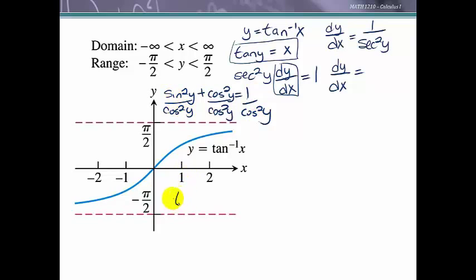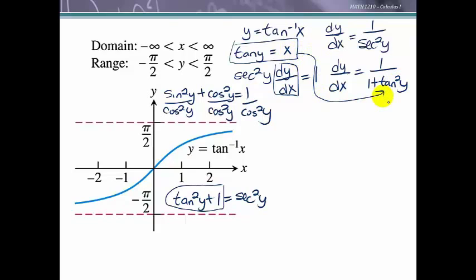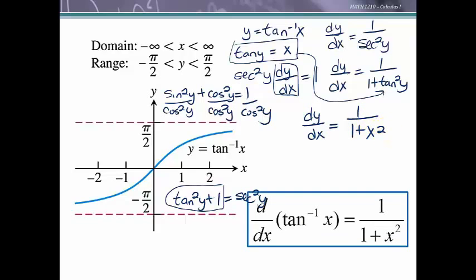Okay, so this first quotient is just tangent squared y, plus this is just a 1, and 1 over cosine is secant, so this would be secant squared y. So here is our connection. Secant squared y is, I'm going to write it as 1 plus tangent squared y. So I can express this as 1 over 1 plus tangent squared y, but our connection is tangent y equals x. So our derivative is 1 over 1 plus x squared. So the derivative of inverse tangent is 1 over 1 plus x squared.